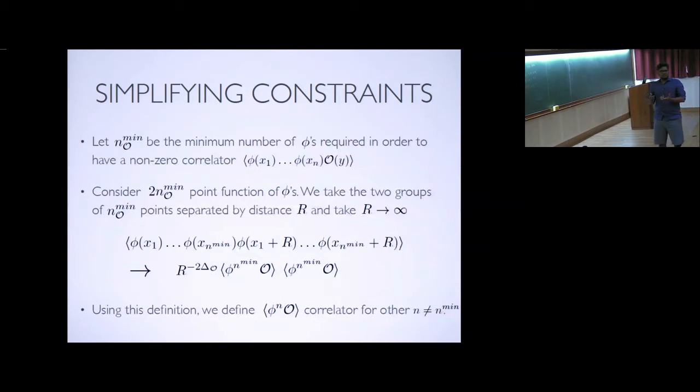And I will take that correlation function where I've inserted 2 times n minimum number of phi's at various points. I separate these insertion points into 2 groups and take them apart by distance r and take r to infinity. Now this is a factorization channel, and so more concretely, I'm considering a 2n minimum point correlation function of this kind, where this group is the same as this group but just shifted by r, and now I'm taking r to infinity. And in this channel, if you observe the term which goes as r to the power minus 2 delta O, that is the channel in which there is an O appearing.